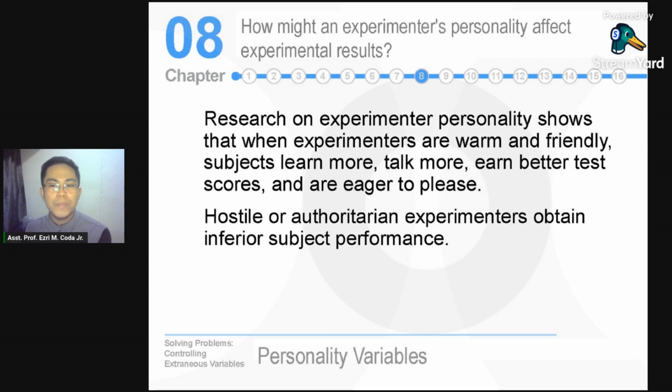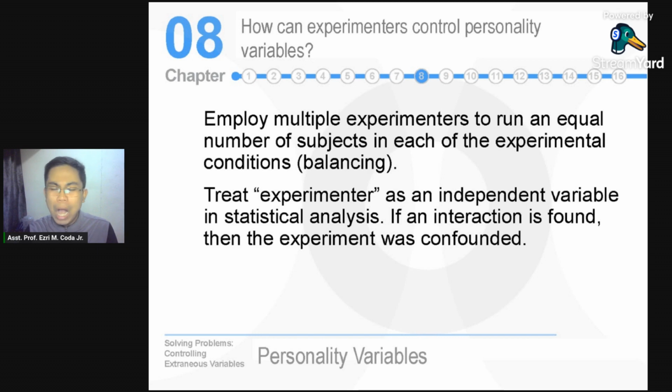Now, how might an experimenter's personality affect experimental results? So, research on experimenter personality shows that when experimenters are warm and friendly, subjects learn more, talk more, earn better test scores, and are eager to please. So, ibig sabihin, mas cooperative yung ating mga respondents or yung ating participants or subjects kapag engaging yung facilitator or yung experimenter. On the other hand, hostile or authoritarian experimenters obtain inferior subject performance. Yung kabaliktaran naman.